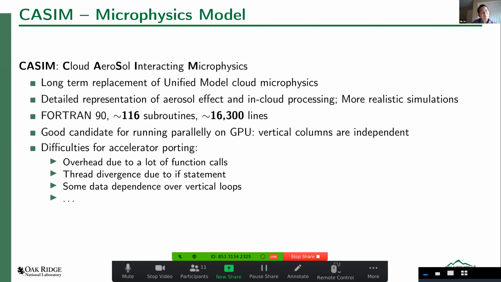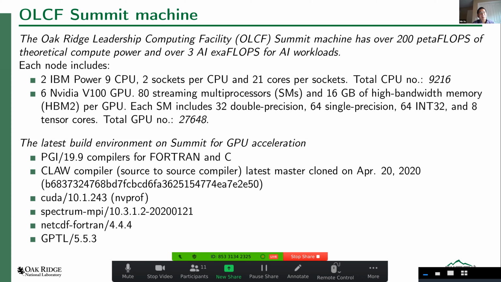The machine we are working on is the Oak Ridge Leadership Computing Facility's Summit machine. Each node includes 2 IBM Power9 CPUs and 6 NVIDIA V100 GPUs. The latest build environment on Summit for our GPU acceleration work is that we basically use the PGI 19.4.9 compiler. We also use the CLAW compiler, a source-to-source compiler, so we can implement OpenACC automatically. And then we use GPTL, a general purpose timing library for performance profiling.